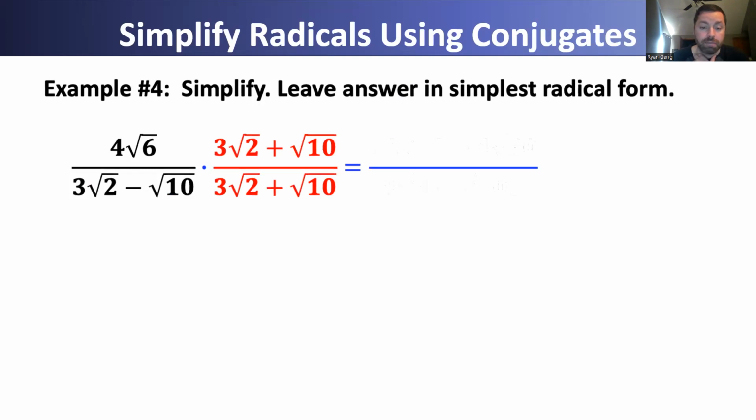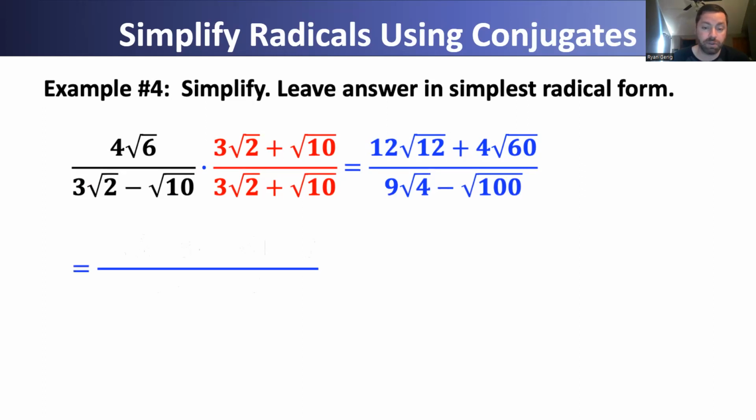So the top becomes 4 times 3 is 12. 6 times 2 is also 12. So 12 radical 12. 4 times 1 is 4. 6 times 10 is 60. I went ahead and distributed here because you'll see what happens. The bottom, 3 radical 2 times 3 radical 2 is 9 radical 4. 9 times 4 is, I will get that in a second. Square root of 10 times the square root of 10 is 100, and we're subtracting.